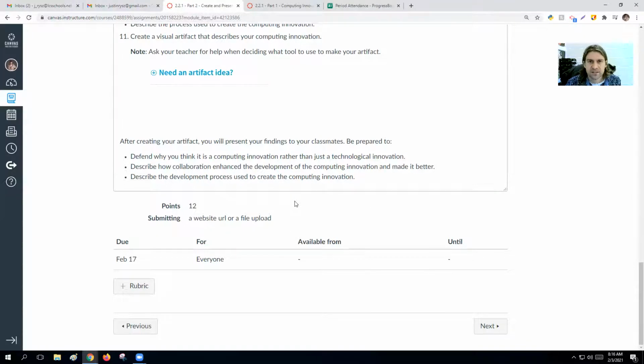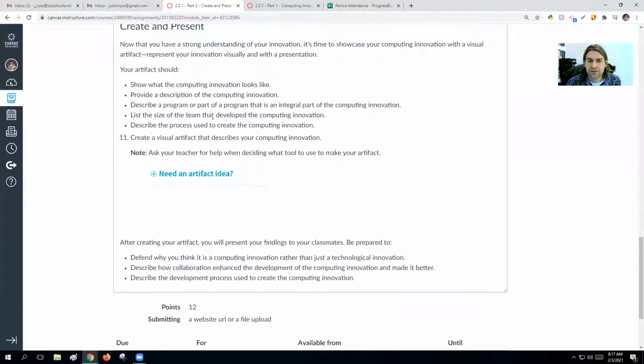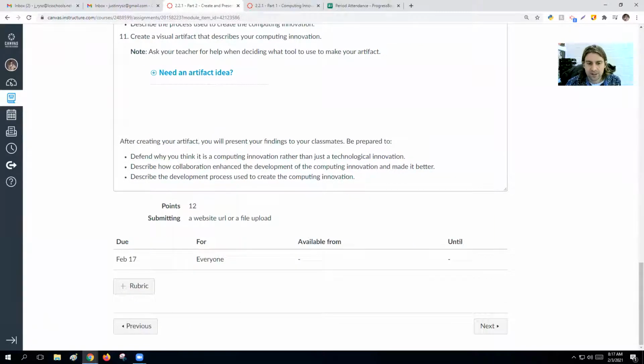Don't go too crazy. These are not supposed to be giant things, but make sure you throw a couple of images on there so people can see, describe what those innovations are, and answer those questions on a Google Slide.